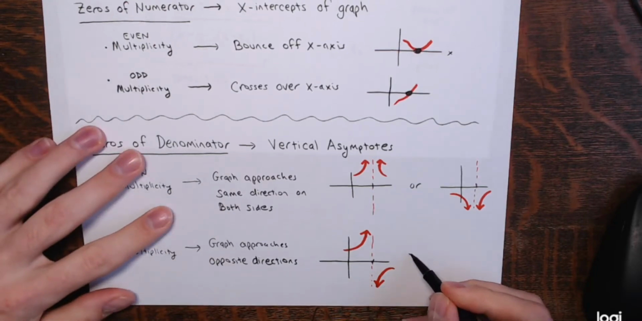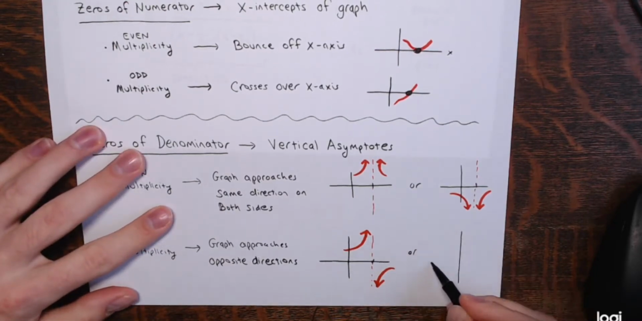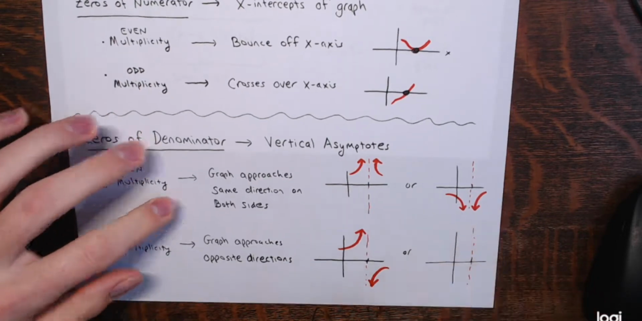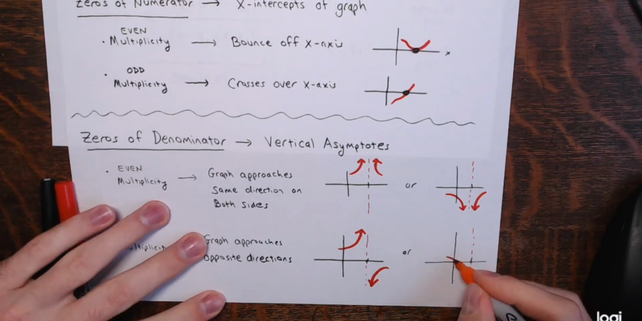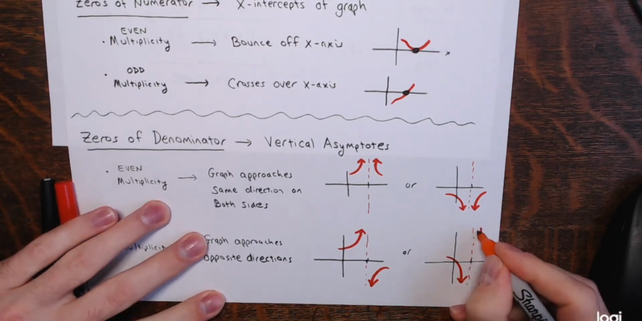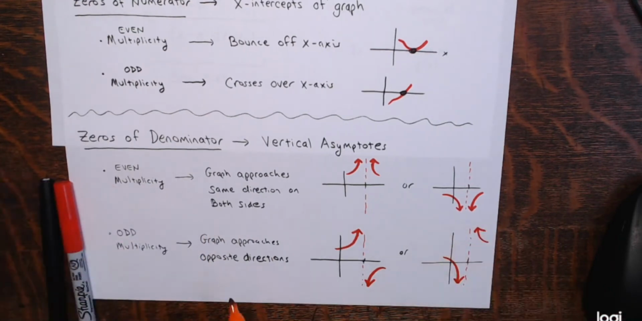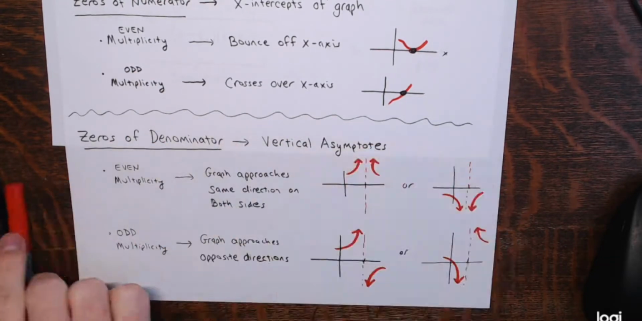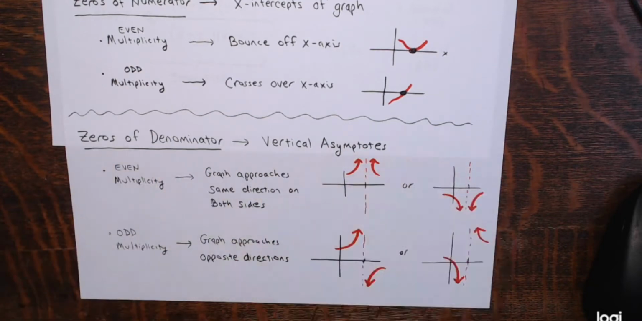Or, again, here's a vertical asymptote. Maybe on the left side it'll go to negative infinity, on the right side it goes to positive infinity, but they'll go in opposite directions if that zero of the denominator has an odd multiplicity. All right, so again, this wasn't discussed in section 5.6 part 1, but it is now. All right.